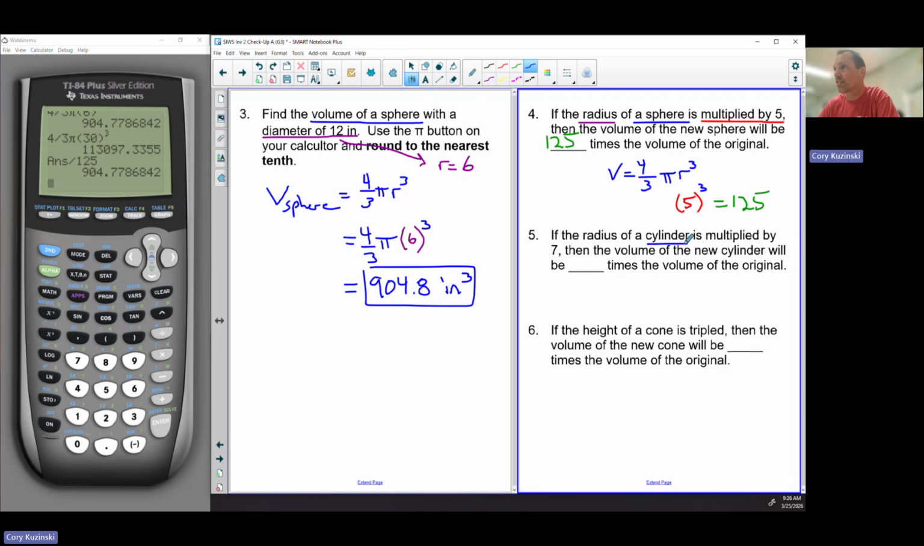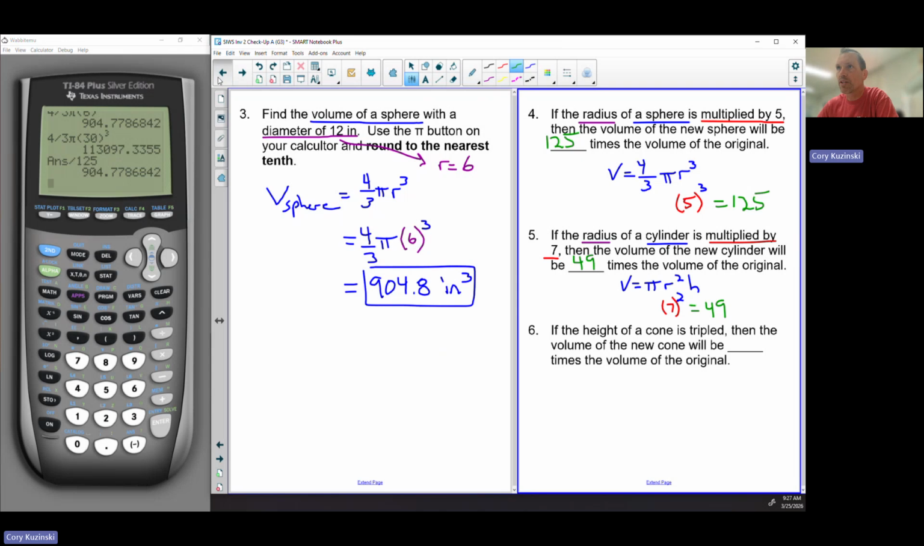Okay, so now we're dealing with a cylinder. The volume of a cylinder is pi r squared h. What do they give us now? The radius is multiplied by 7. Okay, so I'm going to take this radius, multiply it by 7, but it's 7 squared as much. So it's 49 times as much.